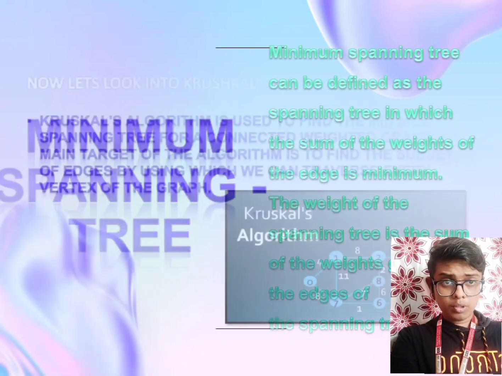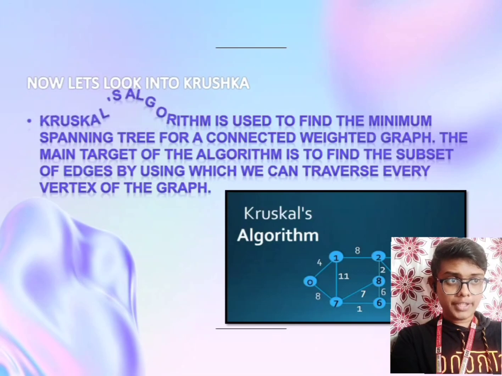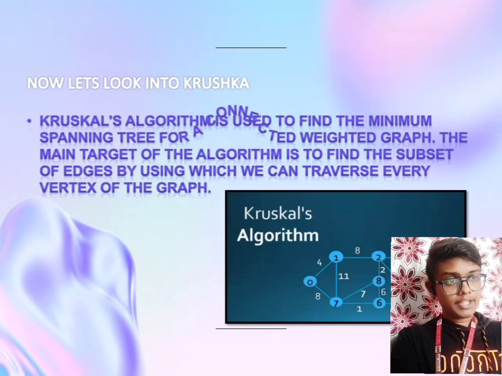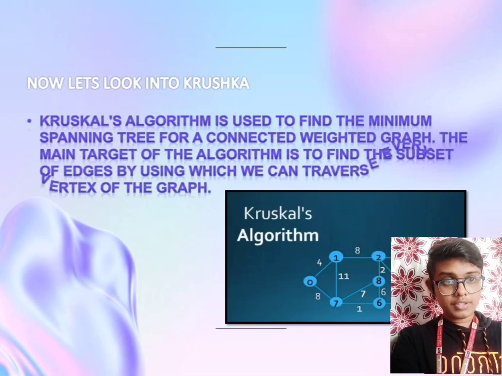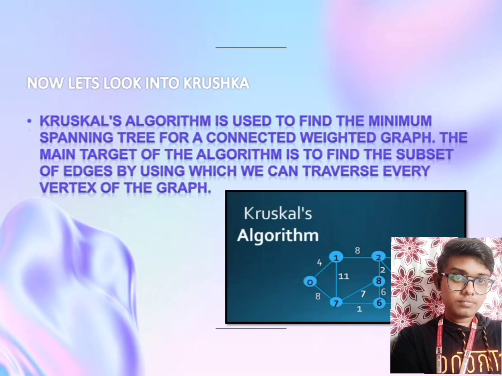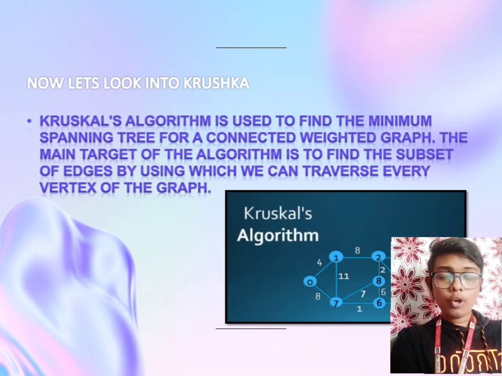Now let's discuss what Kruskal's algorithm is. By definition, Kruskal's algorithm is used to find the minimum spanning tree for a connected weighted graph. The main target of the algorithm is to find the subset of edges by using which we can traverse every vertex of the graph. Here is a note point: in order to find the minimum spanning tree, the graph must be connected and weighted.